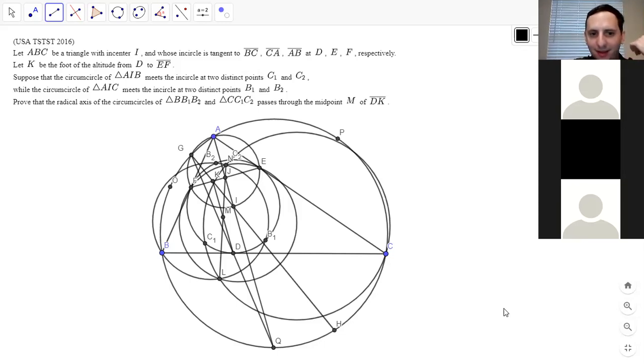It seems like Pascal. Yeah, B1, B2, C1, C2, EF. Can we like use Pascal on that or something? It does seem like Pascal.